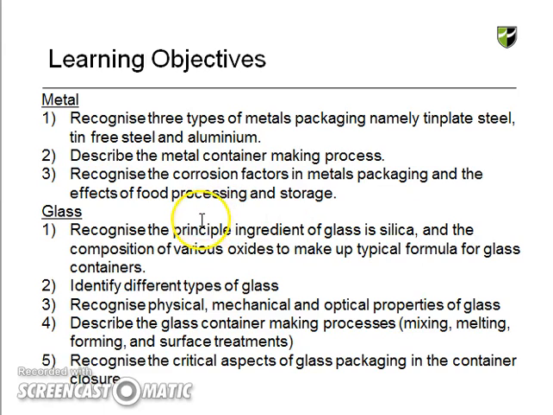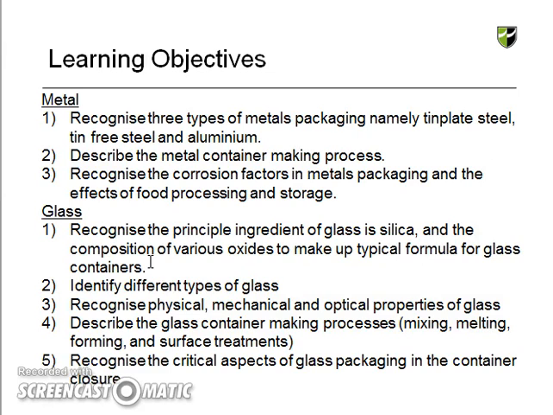Besides looking at metal, we will also learn about the differences between metals and glass, and for glass, the main ingredient of glass is actually silica, and the composition of various oxides will be also known. Besides having silica as the main ingredient, we will also have to add in different compositions of various oxides to make up the typical formula for glass containers to make it stronger. We will also look at different types of glass, which you have seen. It could be brown, it could be white, and so forth.